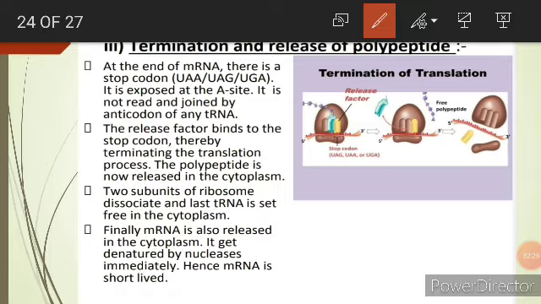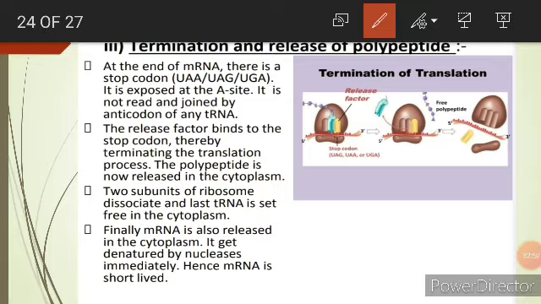Now we have already learned that at the termination codon there is no tRNA. So what happened here? Now on the A site there is a termination codon, as after this translocation the ribosome reaches towards the termination end. So instead of tRNA, what will happen here?